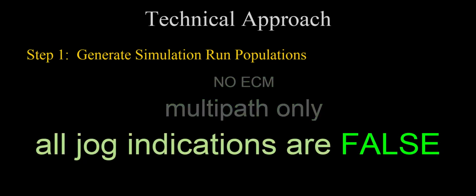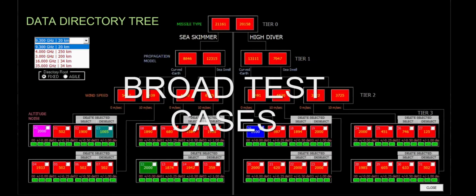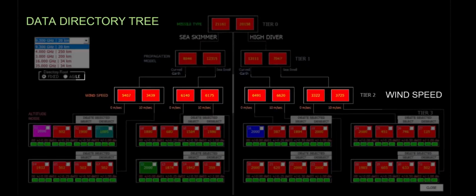So here's the technical approach. Step 1. Do several tens of thousands of missile flyout simulations in which the missile attacks an unprotected ship. So we know there are no jogs, only multipath. The simulation runs must cover a sufficiently broad cross-section of engagement cases involving missile type, propagation model type, wind speed, altitude noise, and frequency.